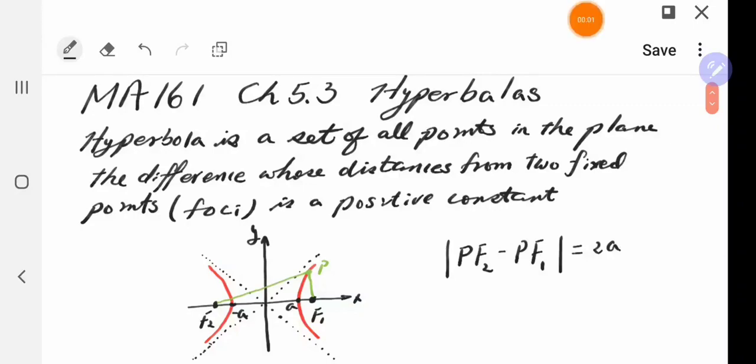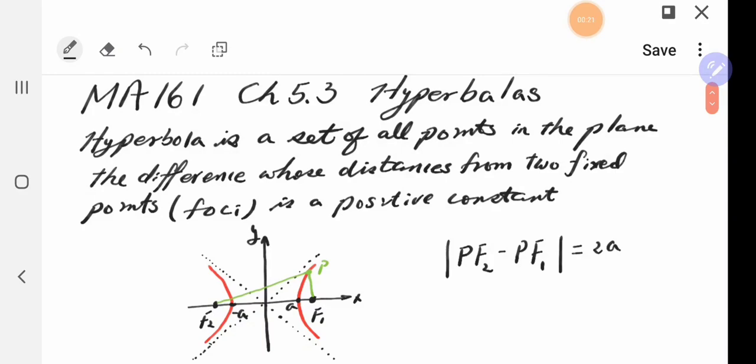Chapter 5.3 Hyperbola. Okay, the graph of the hyperbola is the curve in red. Actually, the hyperbola is the set of all the points where the difference of whose distances from two fixed points is a positive constant.